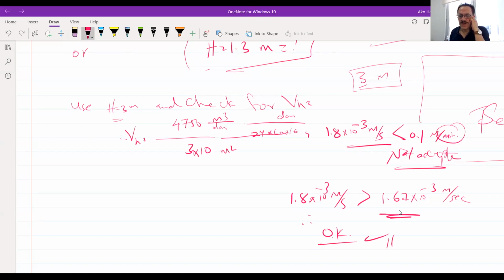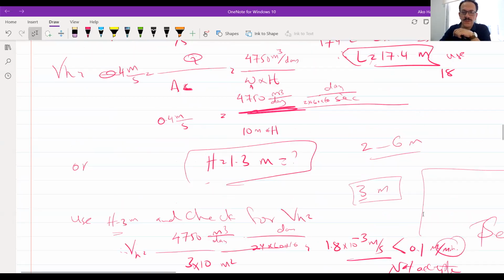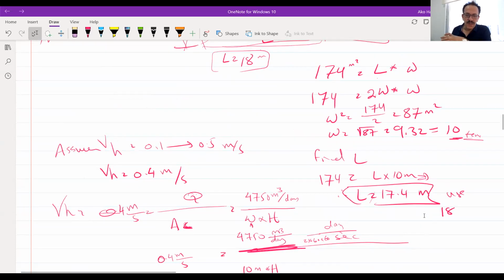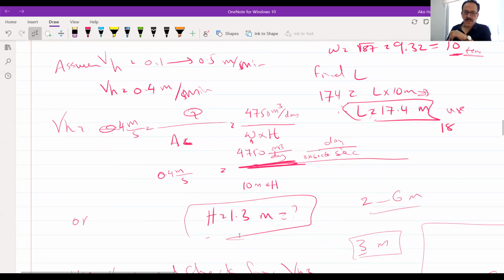So the H can be used as 3 meter. Or in the previous calculation, by the way, it was meter per minute, not second. So I will use 0.4 meter per minute. And when we are finding this one, okay, this is per minute, which means times 60, 1 minute is equal to 60 seconds.